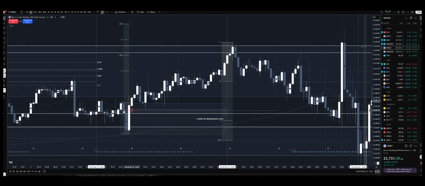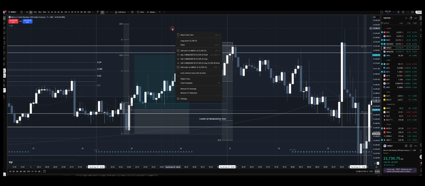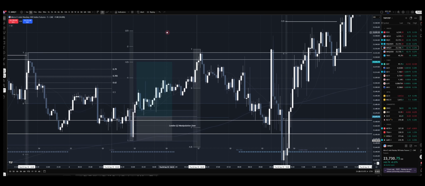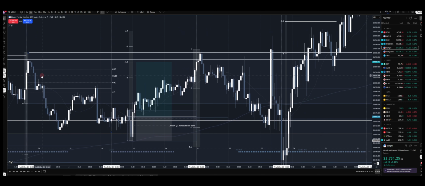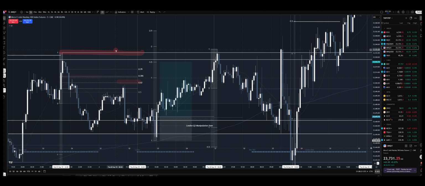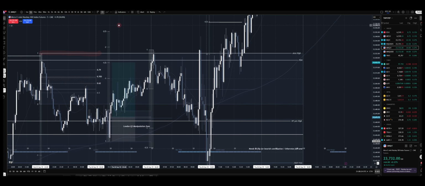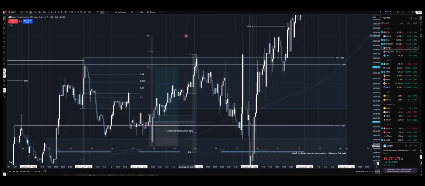So we have a BPR here. And then we're targeting, so if we want to enter off the BPR, stop below the zone, and then we're targeting SD 1.5. And we want to align that then with other liquidity levels. So we have like a high here, and our main high, major high at the top there.